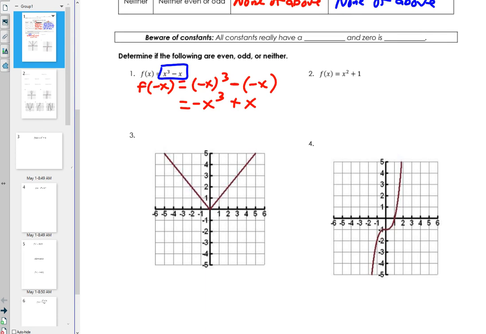Is it the same except for the sign thing? Every single sign has to be different. Is every single sign different? Yeah, there were only two terms. Before it was positive, negative. Now it's negative, positive. Because of that, this is odd. If neither would have applied, then it would have just been neither.